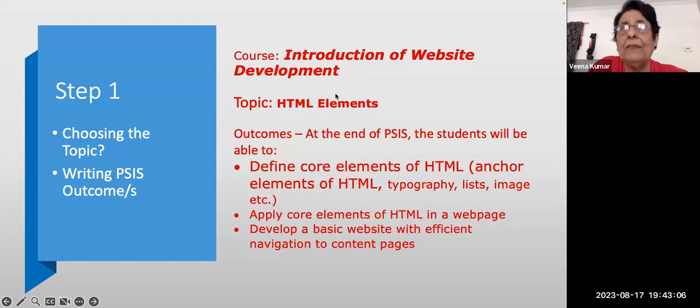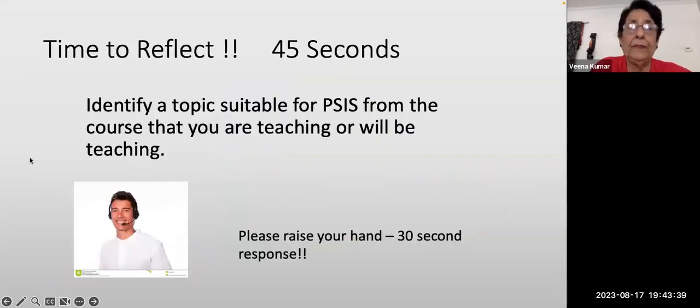So I've taken a sample with the help of one of my colleagues. Let's say you are designing or teaching a course called Introduction to Website Development, right? And the topic is HTML elements. The outcome will be: at the end of this, students will be able to define the core elements of HTML, apply core elements in a website, and develop a basic website with efficient navigation to content pages. This is a big project, but something like this the students can do by themselves, I think.